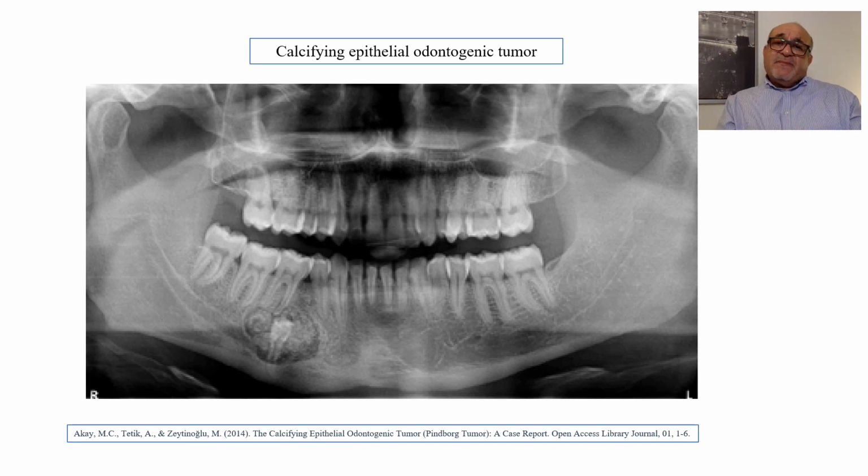The calcifying epithelial odontogenic tumor can be found in other areas of the jaws, whether in the maxilla or the mandible. However, it has more affinity towards the posterior maxilla and the posterior mandible. It may cause a painful expansion of the affected jaw.